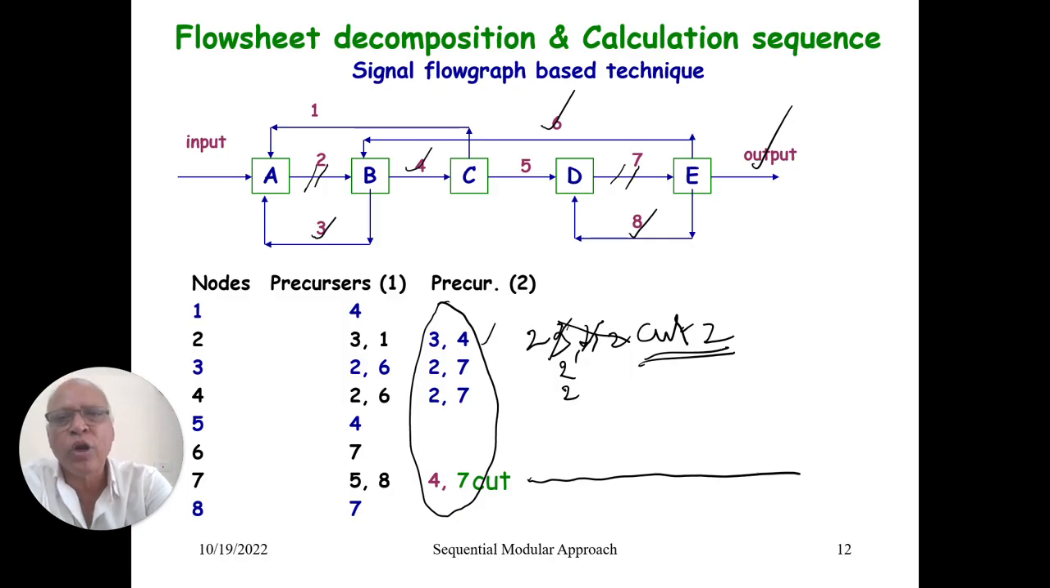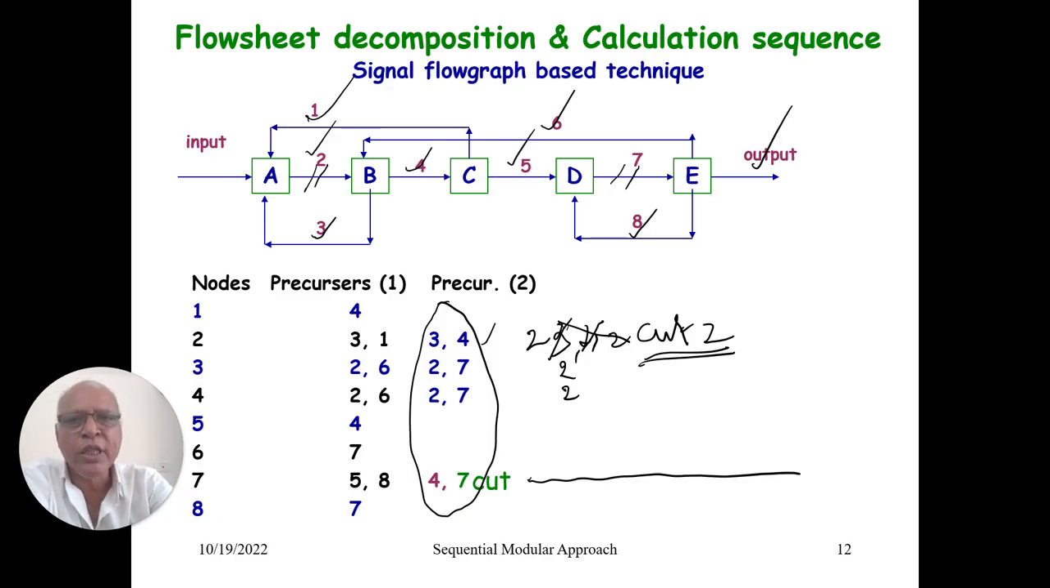Once I know 4, I will be able to solve unit C to calculate 5 and 1. Right? Once I know 1 and 3, I'll be able to solve unit A to calculate 2, right? Similarly, once I know 4, I'll be able to solve unit C to calculate 5, and knowing 5 and 8, I'll be able to solve D to calculate 7.